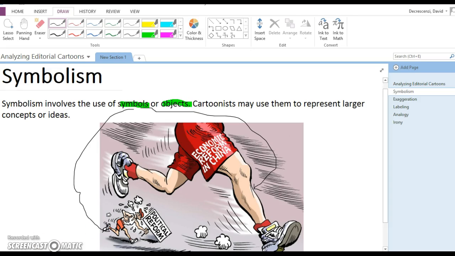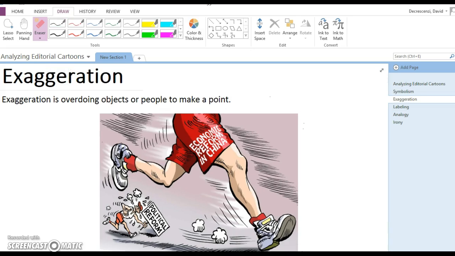political reform in China. Following symbolism, we have the next element that an editorial cartoonist may use, which is exaggeration. It is the overdoing of objects or people to make a point. And what I'd like to stress to you here is the word overdoing of objects or people. If we look at the cartoon below, we can see that the cartoonist has exaggerated the legs of the first runner as well as the shoes, the running shoes.